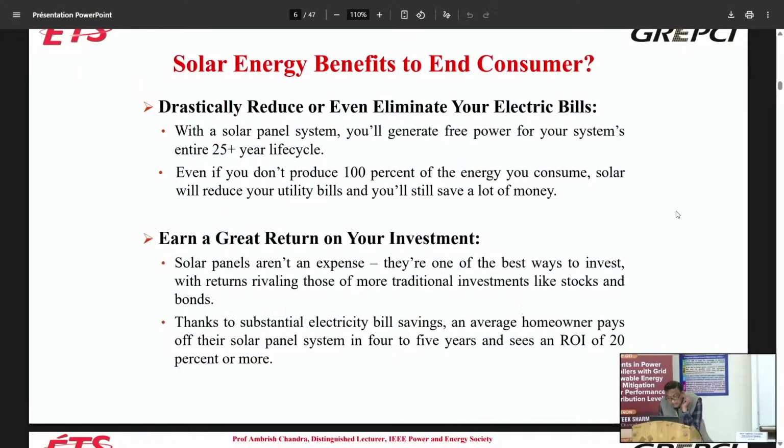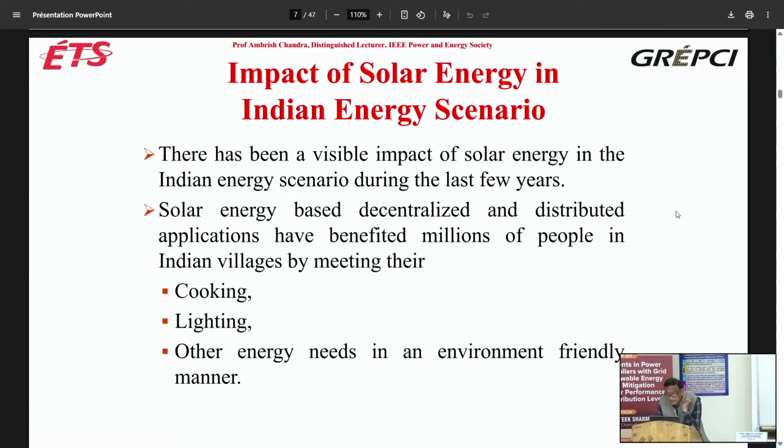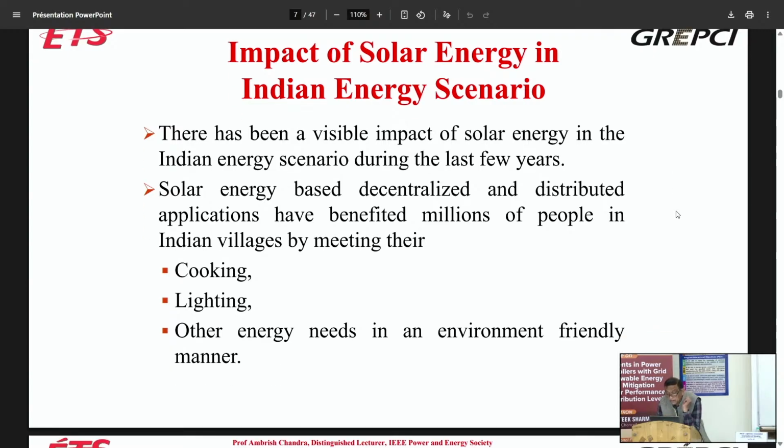But here in India, even if you don't produce 100% of the energy you consume, solar will reduce your utility bill and you will still save a lot of money, but not in Quebec. Earn a great return on your investment. Impact of solar energy in the Indian energy scenario.